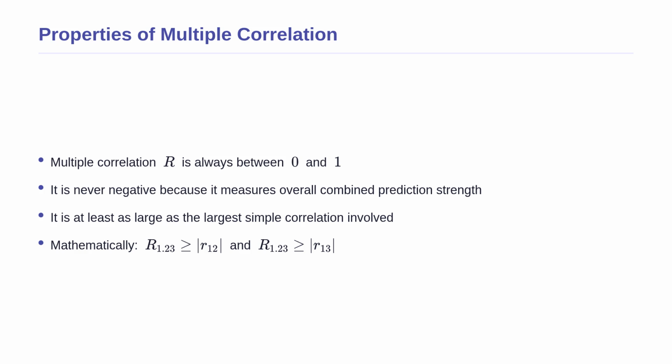This makes logical sense. Adding more information to a prediction model can only improve your prediction, or at worst, keep it exactly the same. It can never make it worse.